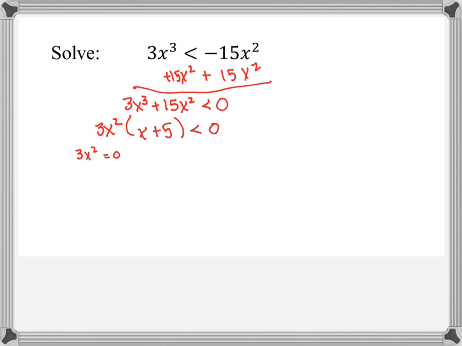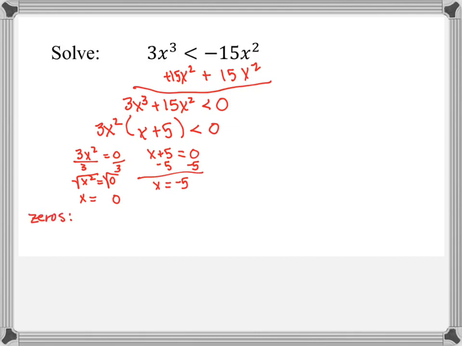3x squared equals 0. X plus 5 equals 0. If I divide the first one by 3, I get x squared equals 0. Square root both sides. X equals plus or minus 0, but 0 is the same whether it's plus or minus. So basically, x is 0. In the second equation, I will subtract 5 from both sides and end up with x equals negative 5.